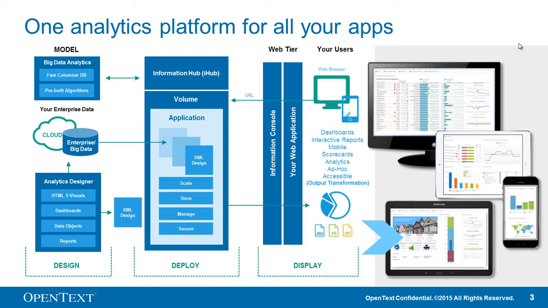Let's start with deploy. The OpenText Information Hub, iHub for short, is an enterprise-grade deployment server for secure, interactive analytic applications, and is the foundation for standalone and embedded applications in the OpenText Analytics product suite. iHub brings information designs to life, making them interactive, personalized, and trackable. The web tier allows you to display your content. Our APIs make it easy to embed visualizations in any app or device.